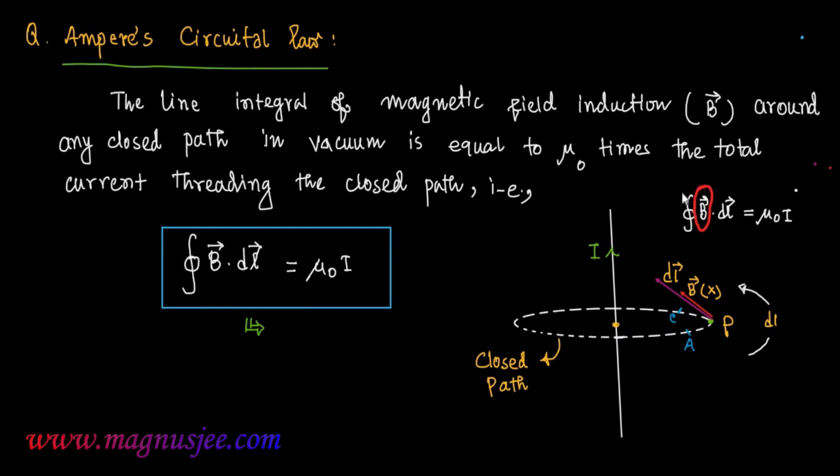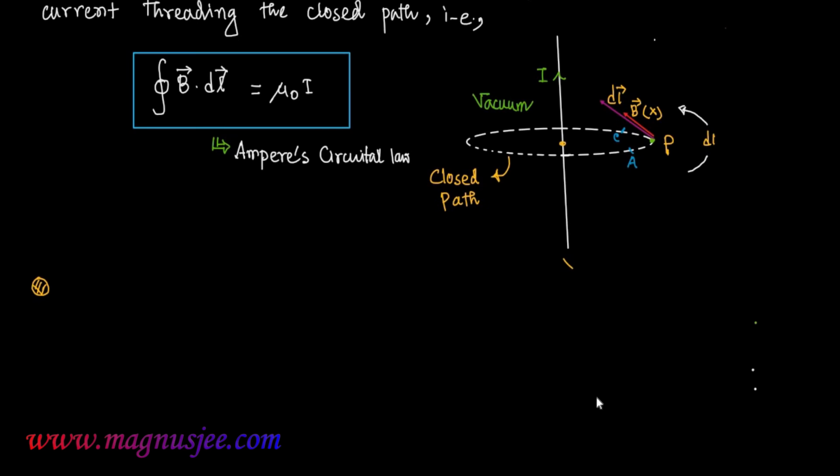If we do the dot product and the line integration of vector B and vector dl, then we get mu 0 times the current I. And this is Ampere Circuital Law. That means the integration of vector B dot vector dl is equal to mu 0 times the current I, and the surrounding medium of the long straight conductor XY is vacuum.